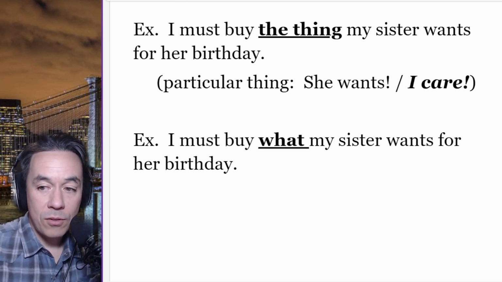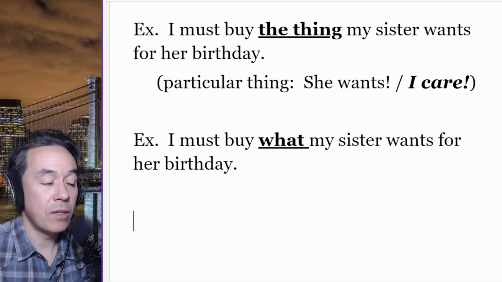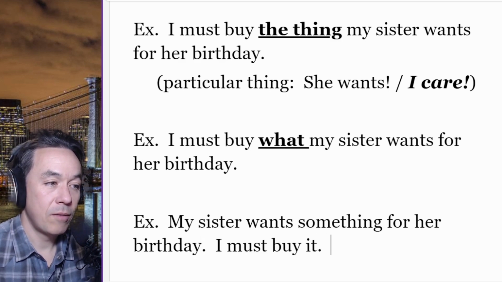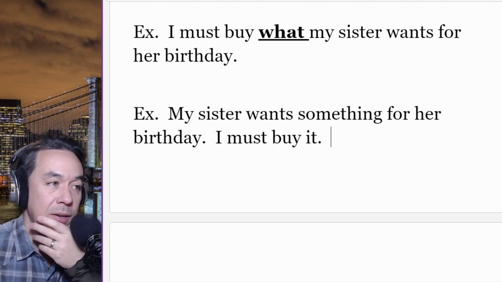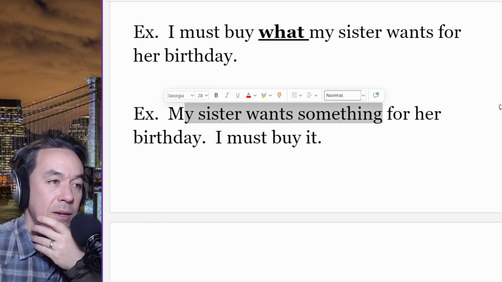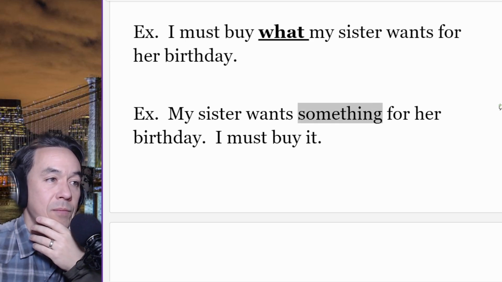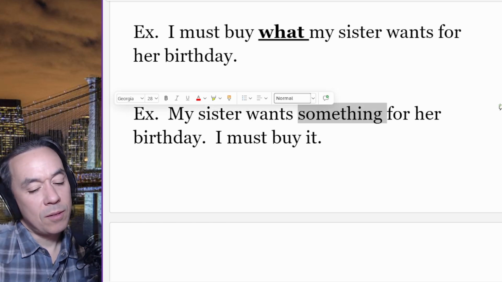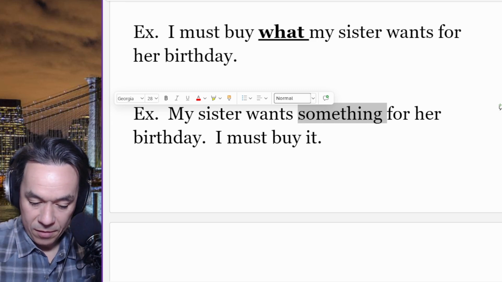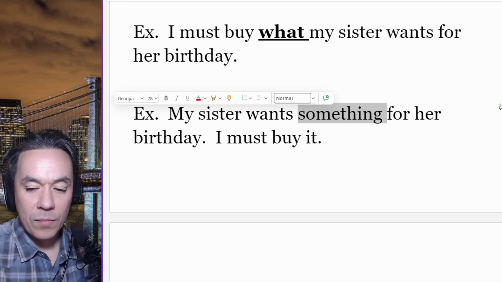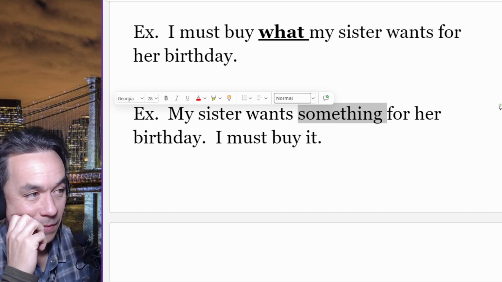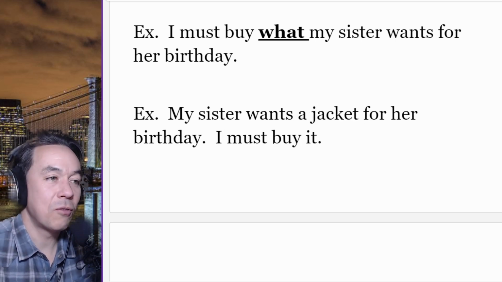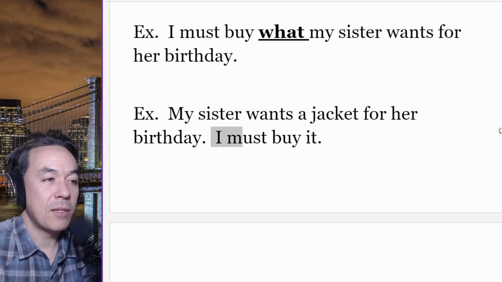Let's do it. I might change this to the slowed down version. Let's say my sister wants something for her birthday. I must buy it. Okay, so these are the same meaning to the listener. Introduce: my sister wants something, I don't know, this, or let's say, how would you do this without knowing? She wants something, let's say like a jacket. Yeah, you have to introduce something. My sister wants a jacket for her birthday. I must buy it. So the "it" is the jacket.